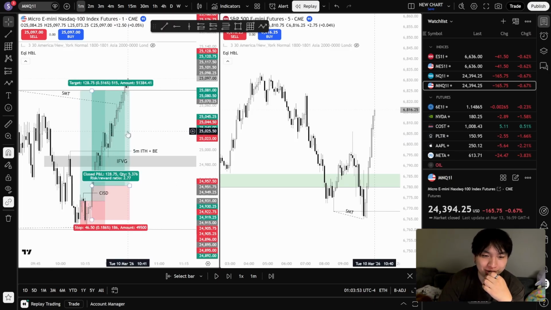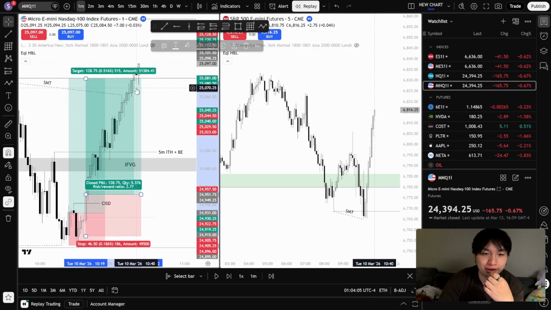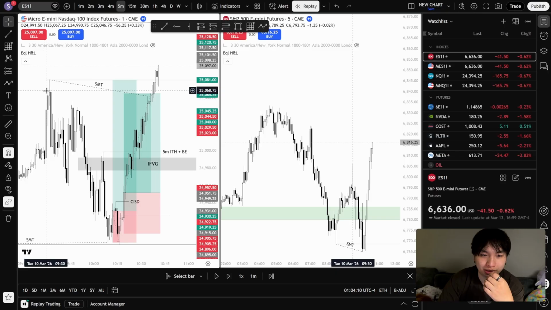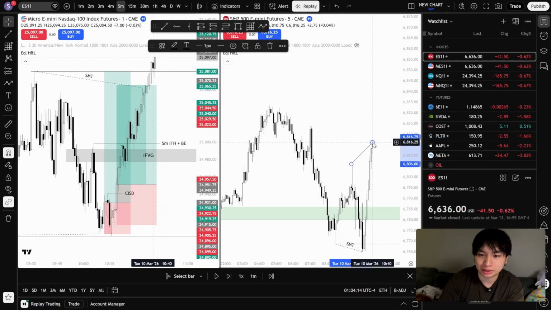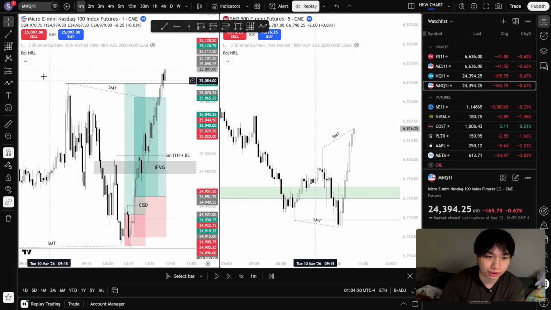That was it, honestly. 2.77 RR. Let me just make sure that aligns with my journal. Yeah, it was actually a 2.42. I think I ended up going towards here because of an SMT. So actually our SMT was here. So I ended up closing a little bit earlier than I wanted to.